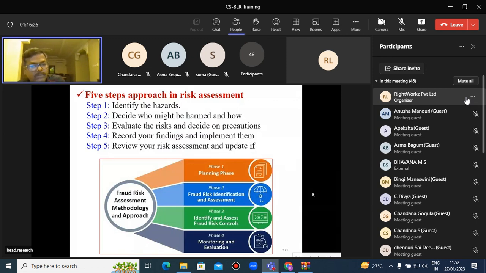So fraud risk assessment methodology and approach follows 4 phases. Phase 1, planning phase. Phase 2, fraud risk identification and assessment. Phase 3, identify and assess the fraud risk controls. Phase 4, monitoring and evaluation. So this is about fraud risk assessment methodology and approach.